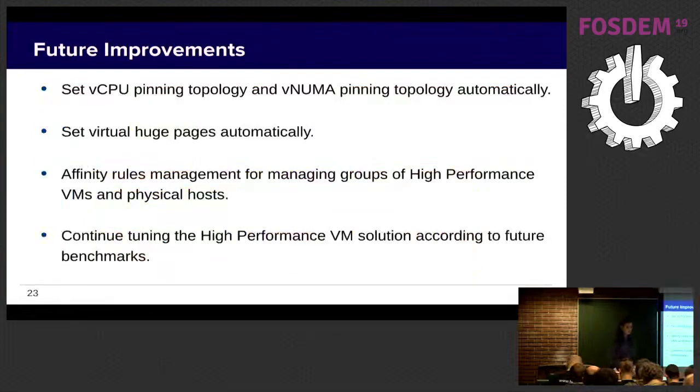Now, future improvements. First of all, we want to change all the manual pinning to be calculated automatically. So we want to set the virtual CPU pinning and the virtual NUMA pinning automatically, and we want to calculate and set the virtual huge pages automatically. That's what we want to do in next releases. An additional thing we want to do is set affinity rules management for managing groups of high-performance VMs and hosts. And the last thing is, of course, to continue tuning the high-performance VM solution according to future benchmarks, because we always find more things to improve in that area.